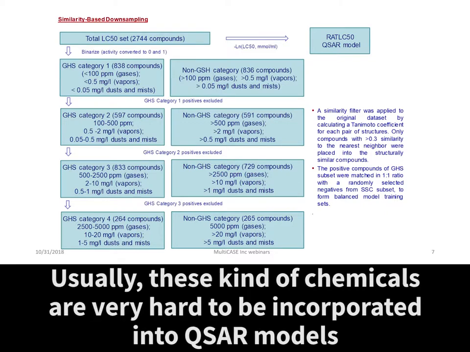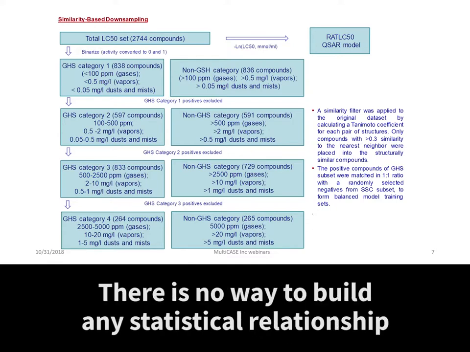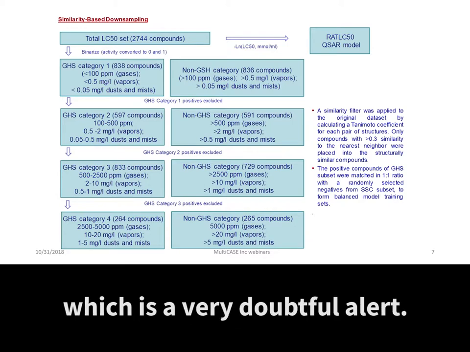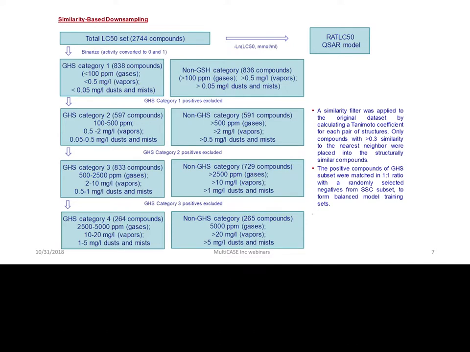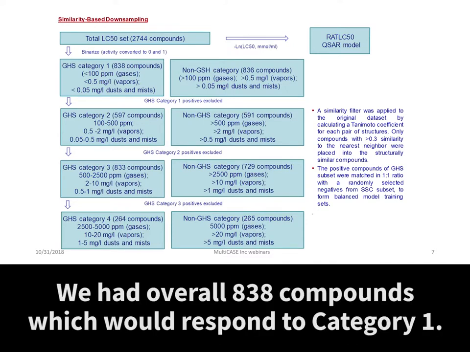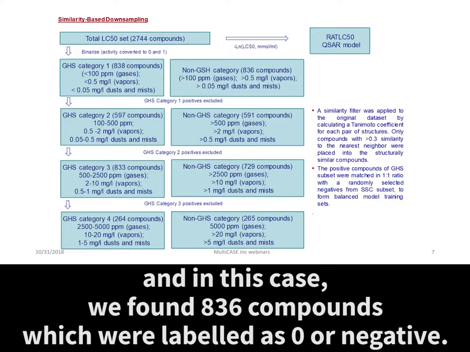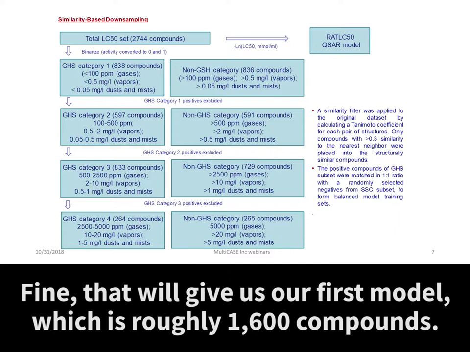Usually these kinds of chemicals are very hard to incorporate into QSAR models because they literally do not have any analogs. There is no way to build any statistical relationship with fragments which this chemical contains. They would produce alerts which are literally based on one compound, which is a very doubtful alert. We had overall 838 compounds, which would correspond to category one. And from this point of view, we had to find another close to the same number of compounds. In this case, we found 836 compounds, which were labeled as zero or negative. Fine, that will give us our first model, which is roughly 1600 compounds.